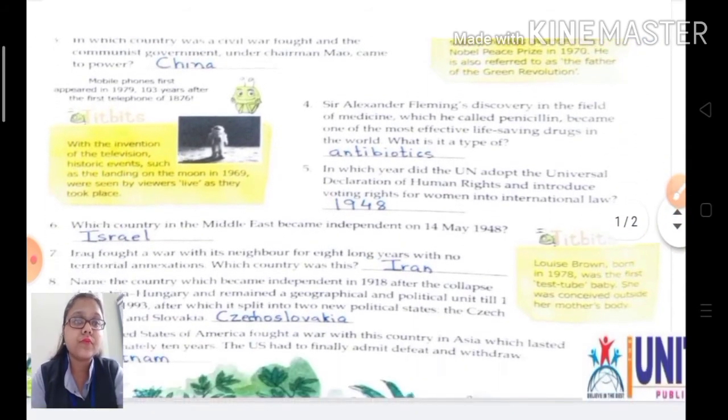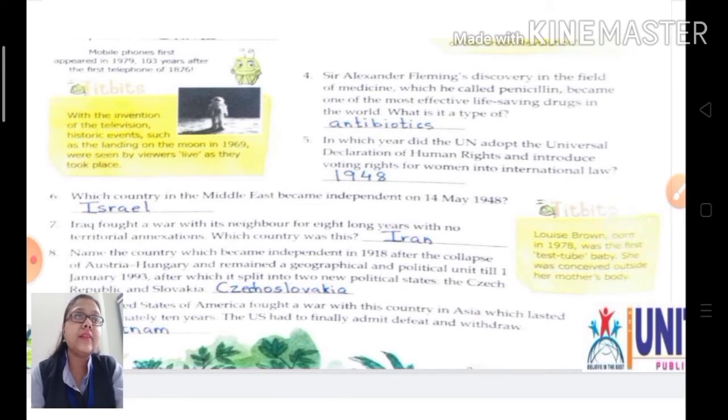You can see. Yes. Sir Alexander Fleming's discovery. He discovered something in the field of medicine which he called penicillin, which became one of the most effective life-saving drugs in the world. What type of drug is it?